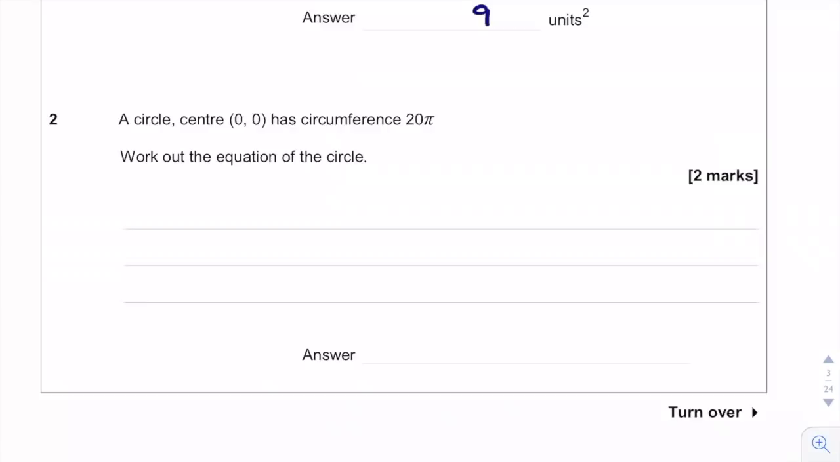Question 2. A circle centre 0, 0 has circumference 20 pi. Work out the equation of the circle. Okay, so because we know that this circle has centre 0, 0, we know it's going to be in the form of x squared plus y squared, but of course that is equal to r squared, so we need to find out what the value of r is. We're not given the radius, but we are given the circumference of the circle.